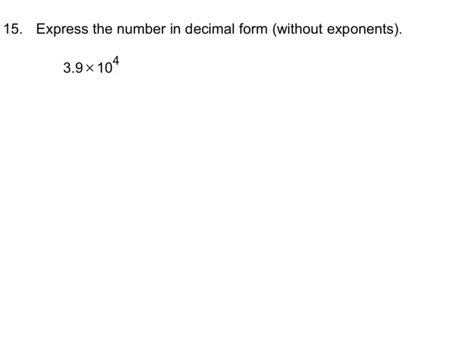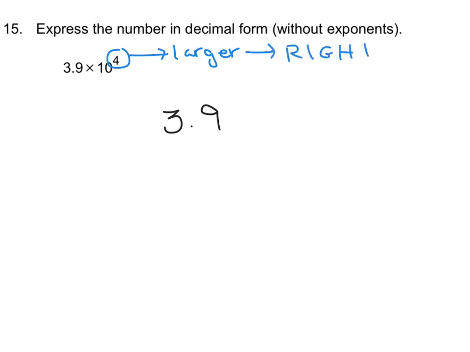In order to do this, I'm going to write down my decimal number of 3.9. Now we need to look at the exponent. The exponent is a positive 4. This tells me that I'm going to make my number larger, which means I'm going to move my decimal to the right. This is the opposite of what we did when we converted to scientific notation. So the exponent tells me that I'm going to move 4 places to the right.